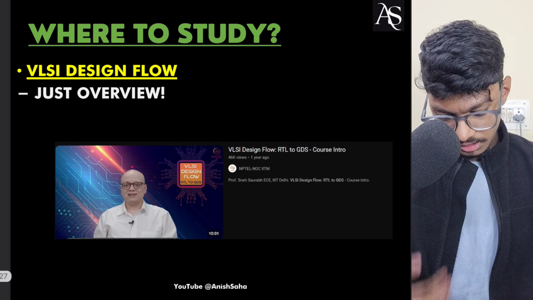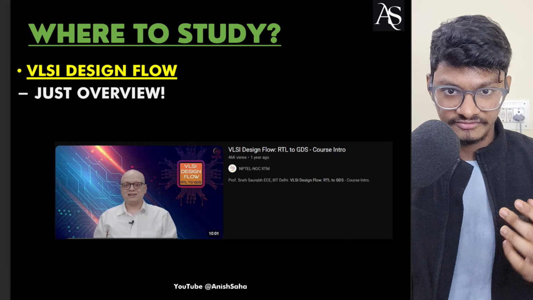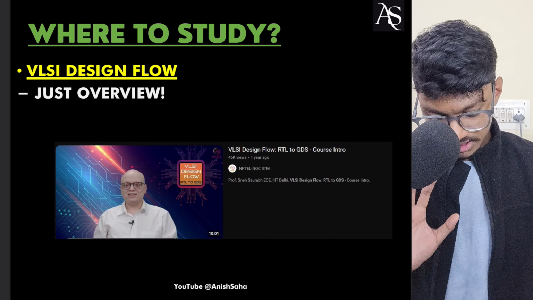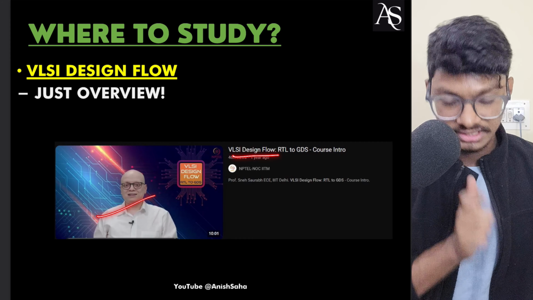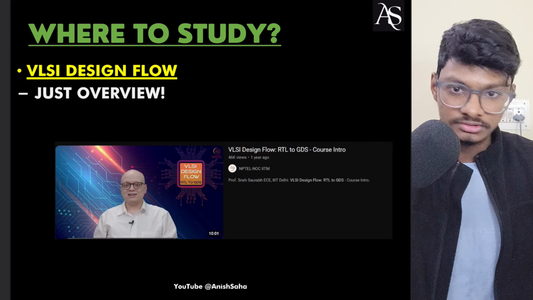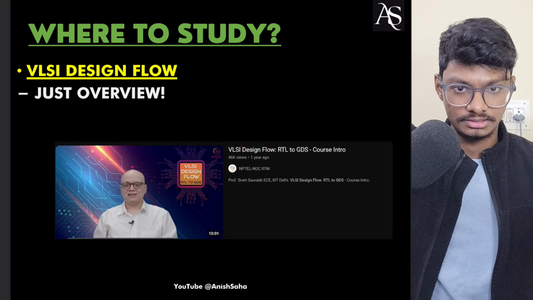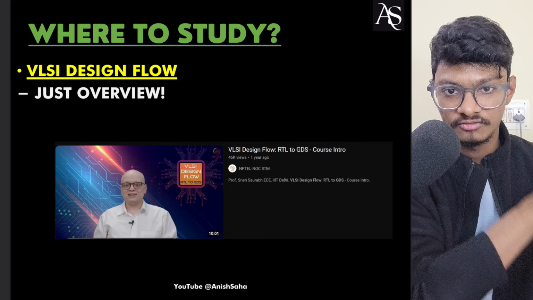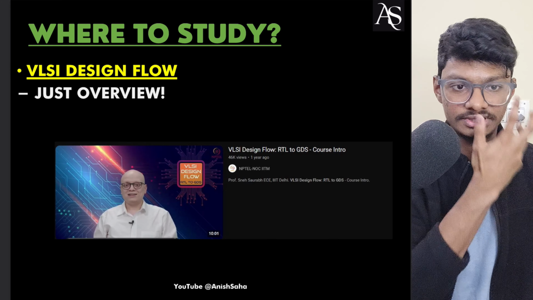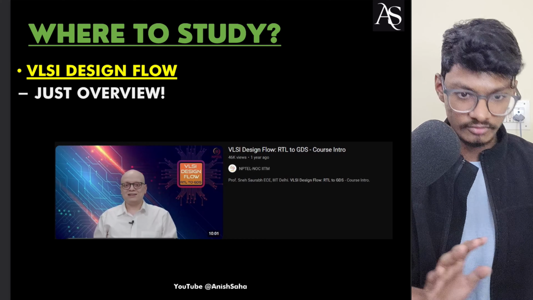One more thing, one of my friends suggested that just have an overview of the VLSI design flow. There is a course on VLSI design flow from RTL to GDS. You don't need to study everything, just have a basic idea of the whole flow. How does VLSI design actually work, from verification, validation, all those things? Just have an overview. Don't have to study everything, right?